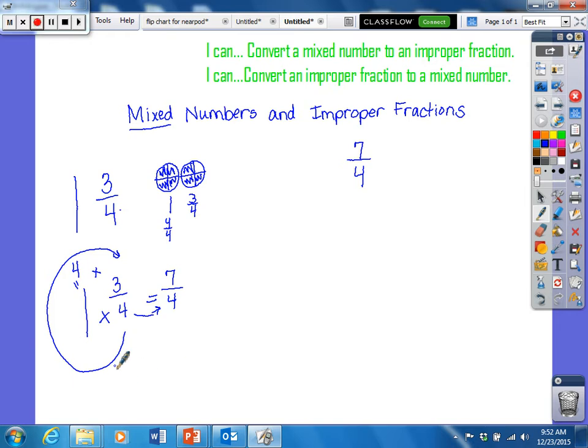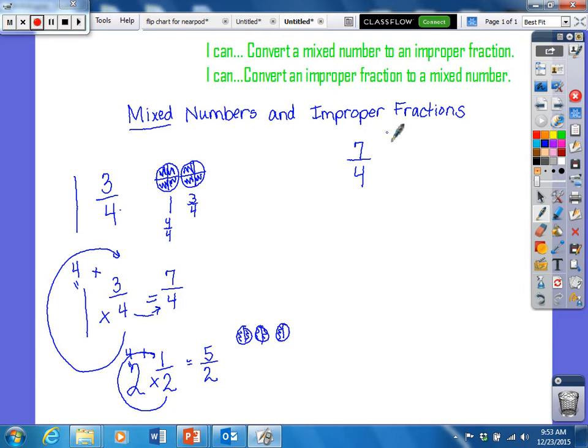Let's try another one. Let's try 2 and 1/2. Again, let's do the big C. 2 times 2 equals 4. 4 plus 1 equals 5. And my denominator of 2, which are halves, stays the same. Now, if I were to draw my picture, I would have 2 whole things divided into halves, and I'd shade them in. 1, 2, 3, 4. And then I have a half. So I have another whole thing and only half of it shaded. So if we count them all, 1, 2, 3, 4, 5 halves are shaded. So that completely relates, again, to my strategy of denominator times whole number, get your answer, plus the numerator.